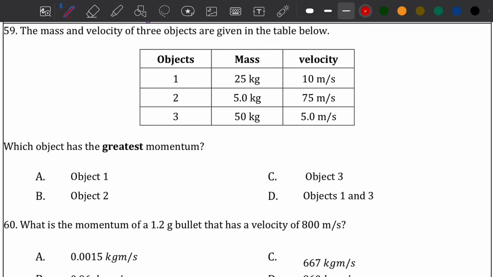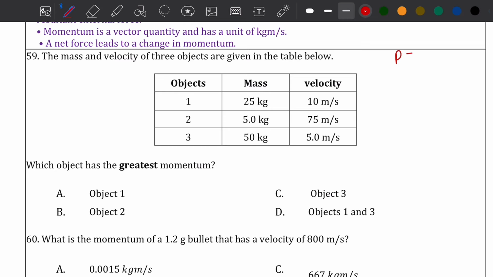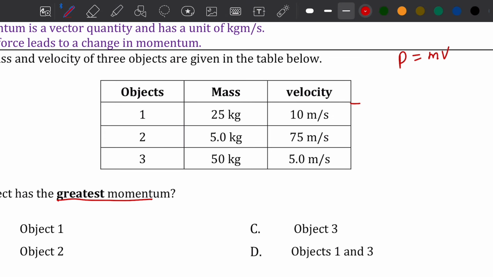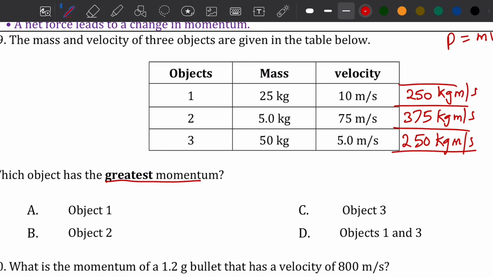Okay, next we have got momentum questions. So momentum, P is equal to mv. Here it is asking you for the greatest momentum. We have to just calculate momentum for each one of them using the formula. If you use the formula, the first one will be 250. Second one will be 375. Third one will be again 250. So it's asking for greatest, which is for object 2.